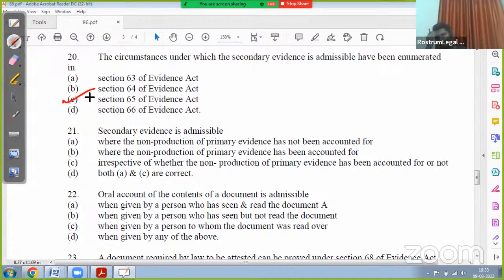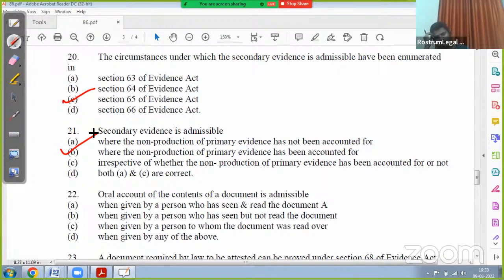सेकेंडरी एविडेंस की एडमिसिबिलिटी कब आएगी? सेकेंडरी का मतलब क्या है? बाद में आने वाला. और प्राइमरी मतलब पहले आने वाला. So obviously the first priority will be given to the primary evidence. अगर ओरिजिनल नहीं है, प्राइमरी नहीं है, तब फिर सेकेंडरी कॉपी पे बात आएगी. तो obviously where the non-production of primary evidence has been accounted for, then only secondary evidence is admissible. So its correct answer will be option B.